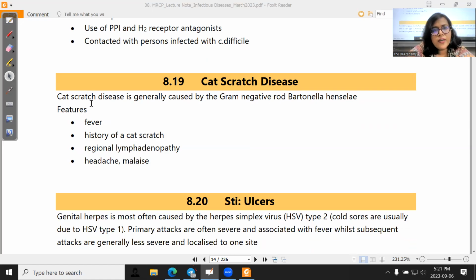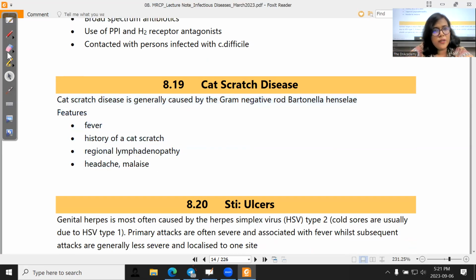Okay, cat scratch disease. It's only about 3 to 4 lines, but each of these lines is very important because in the UK this is quite common, as a lot of UK people have cats and dogs as pets. So this is a common thing to experience over there. So important is the organism. It's a gram-negative rod, Bartonella henselae.